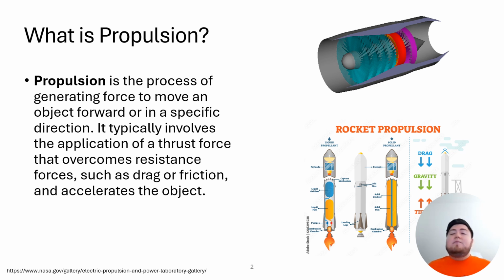and accelerates the object. The picture on the top is an engine from an aircraft, and the picture on the bottom is rocket propulsion. As you can see, the thrust is going upward, and the thrust force needs to be higher than the gravity and the drag in order to move the rocket, in this case, upwards. So essentially, that's the key concept of propulsion.